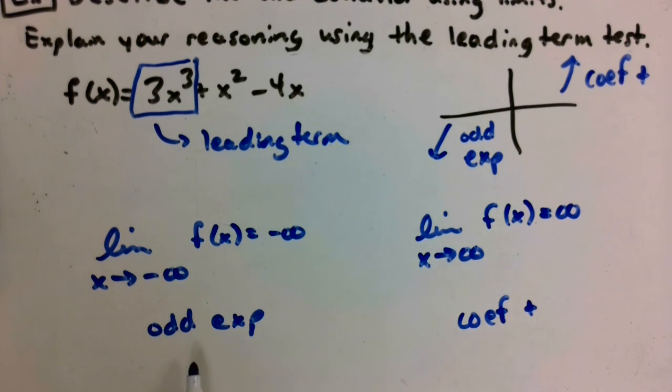And with the left side, you look at the exponent. If the exponent's even, then the left has to match the right. Whatever the right does, so does the left. And if it is an odd number like it was here, then the right and the left sides have to go opposite directions.